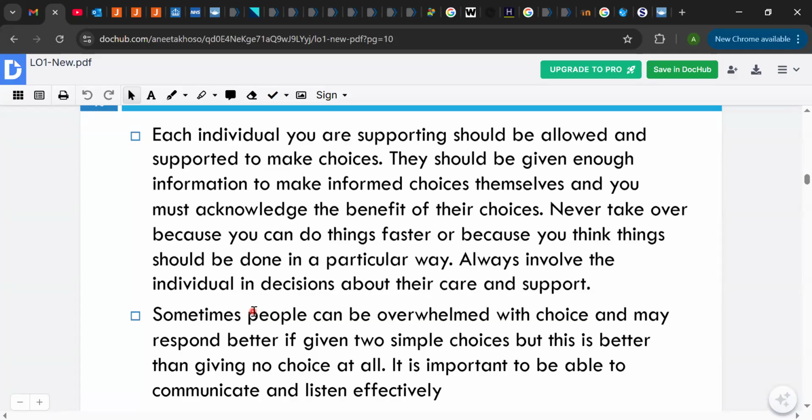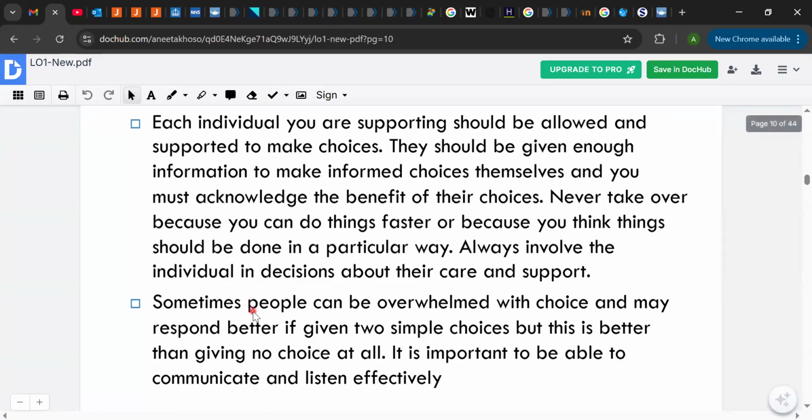Never, sorry, never take over because you can do things faster or because you think things should be done in a particular way. Always involve the individual in decisions about their care and support. Sometimes people will be overwhelmed with choice and may respond better if you give them two simple choices, but it is better than giving no choice at all. And it is important to be able to communicate and listen effectively.